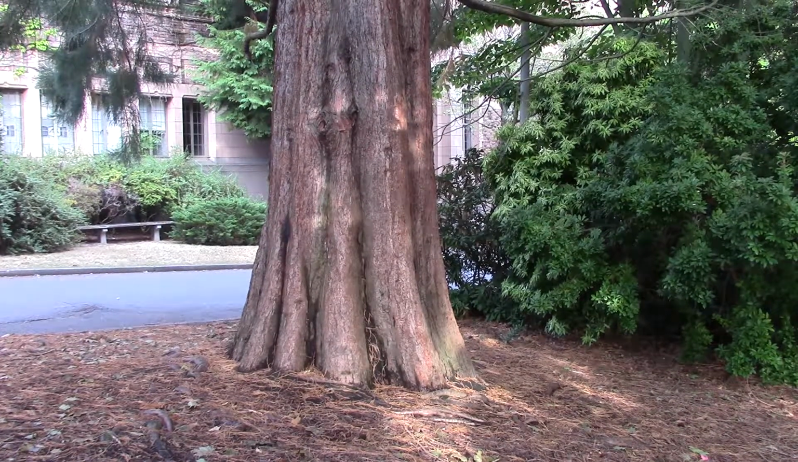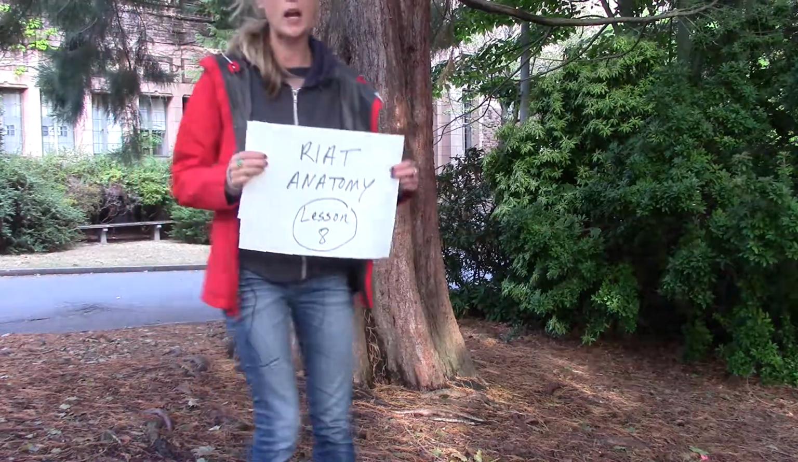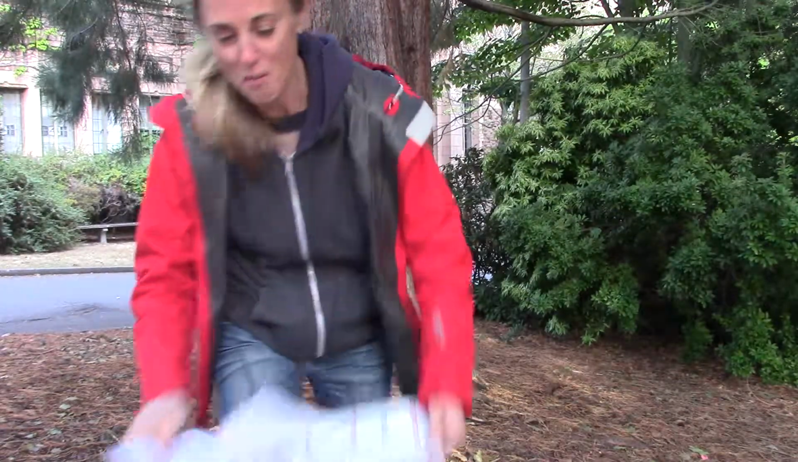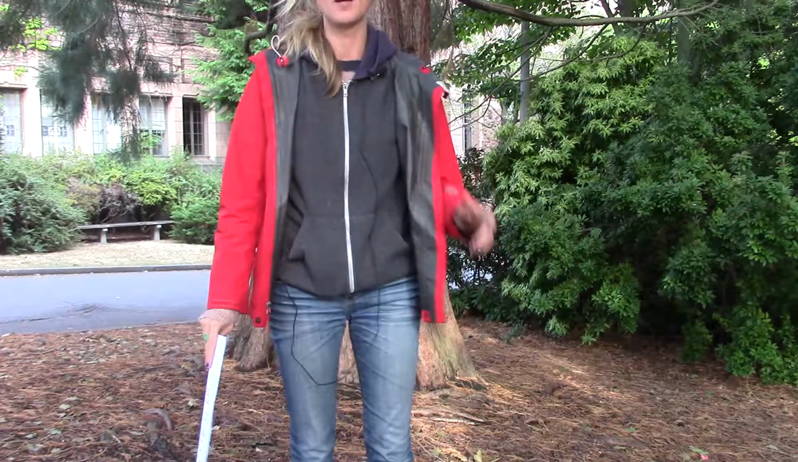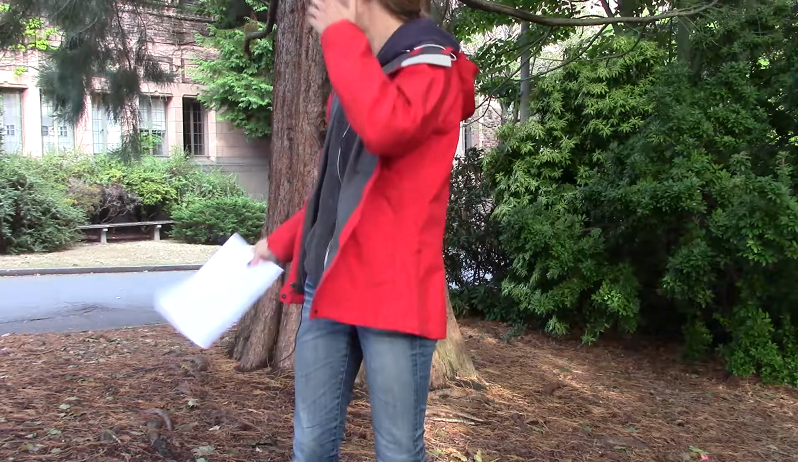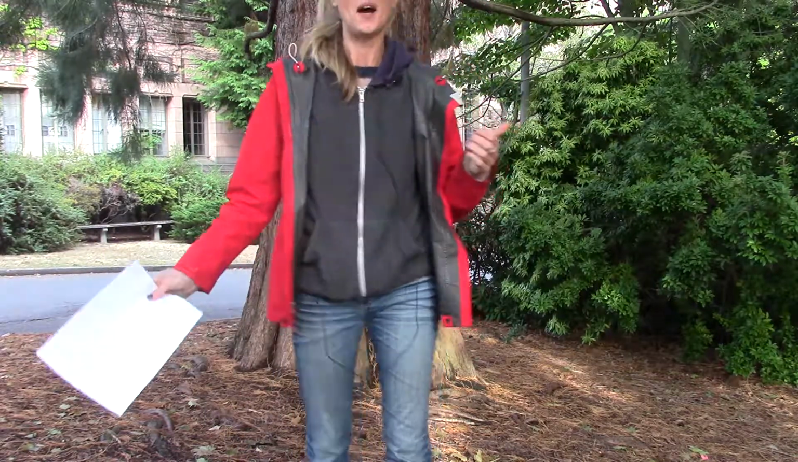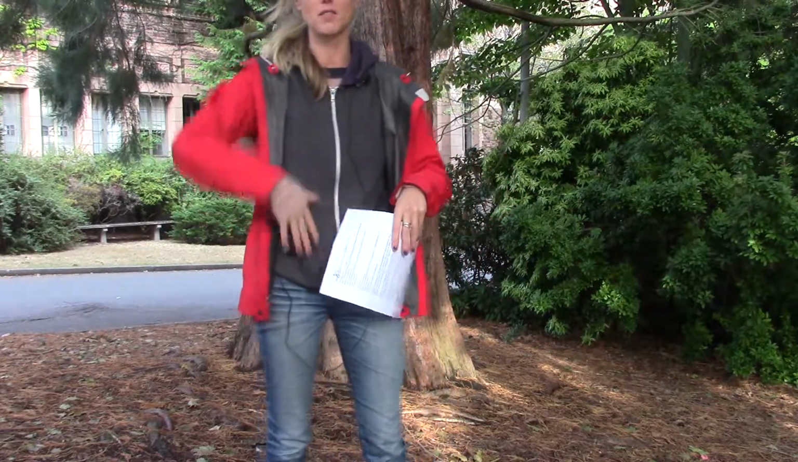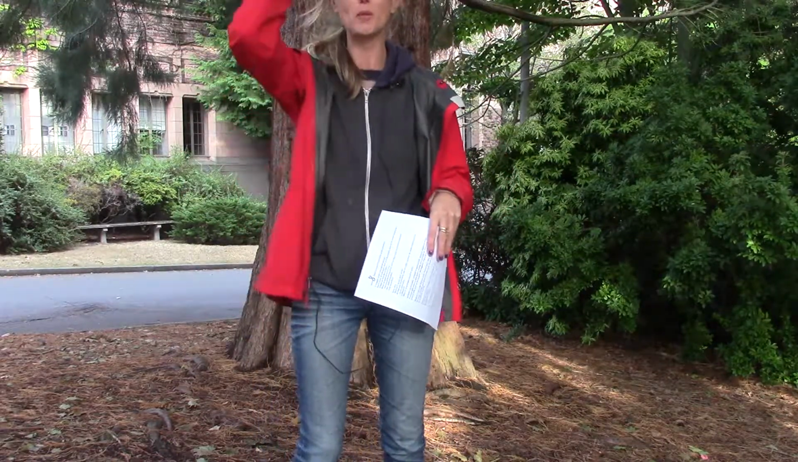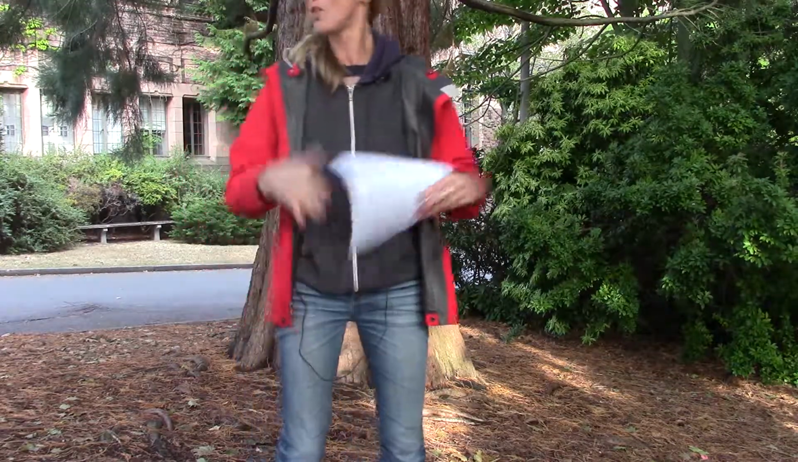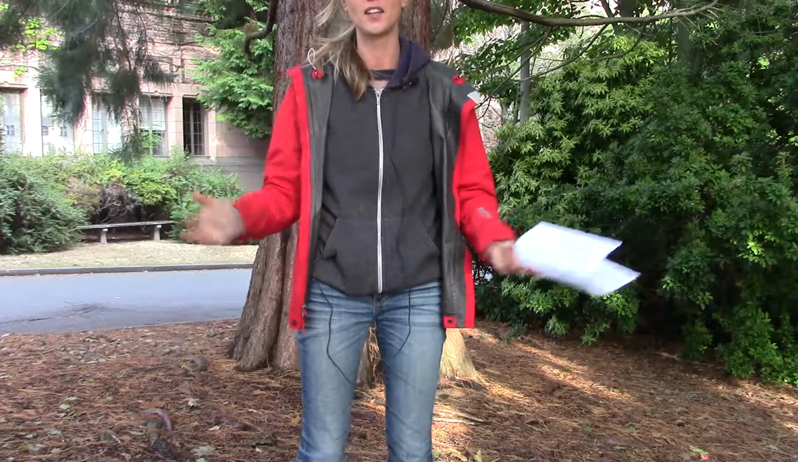Okay, so here I am. Here we are, Riot Anatomy Lesson 8. Today there was someone using the studios and someone in my office, so here I am outside my office. And I thought, what better place to talk about the spine, a nice movable supportive structure, than in front of a tree. And give you evidence that it's not always raining in Seattle.